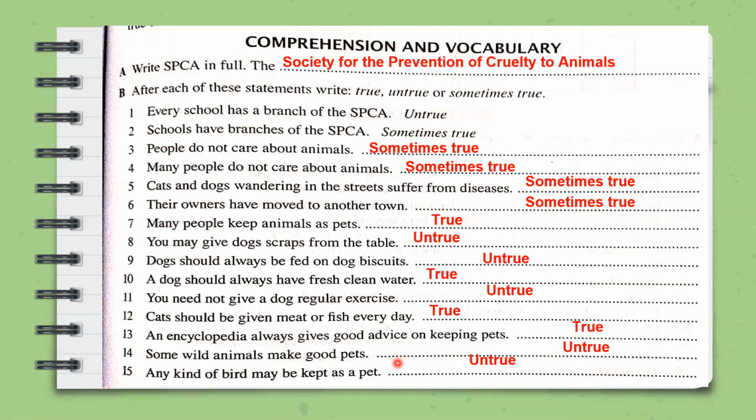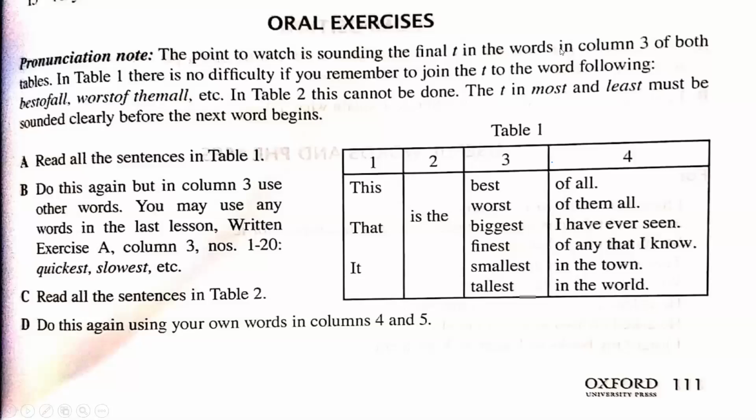So, dear students, this exercise B we have completed in comprehension and vocabulary. A was just to write the full form, and B is already done. Then let's see what we have next. Dear students, we are on the same page number 111, the last part of the page, and we have here table 1. Let's see what we have in table 1.